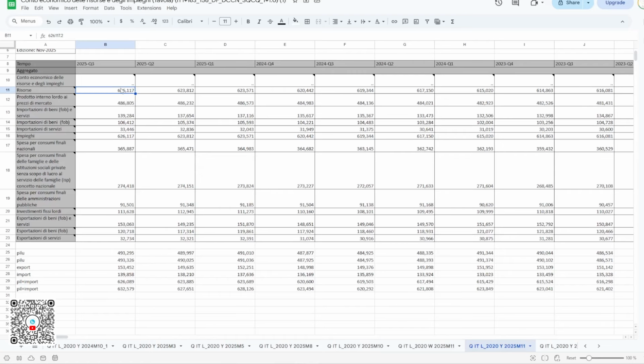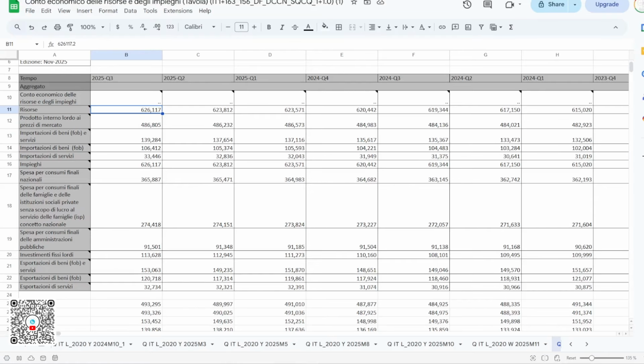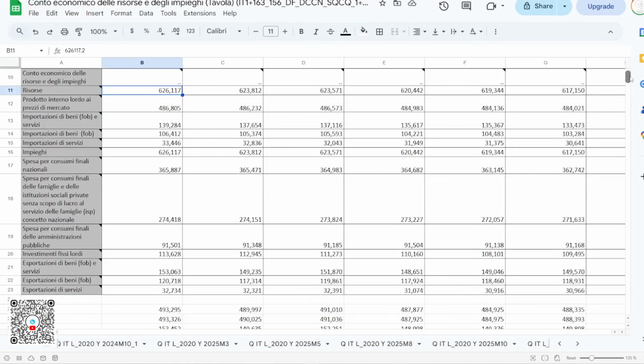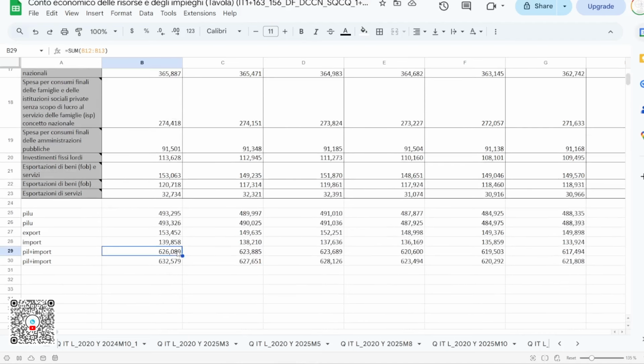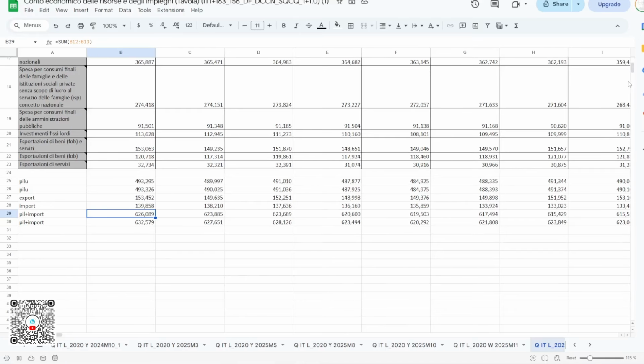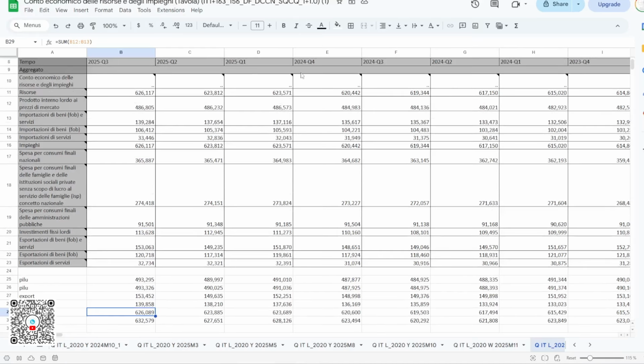They were accounted for, okay, 626 billion. But if we sum B12 and B13, it's 626.0 something, which is less. So the sum does not equal the total. If we compare this with this, we have two different numbers.